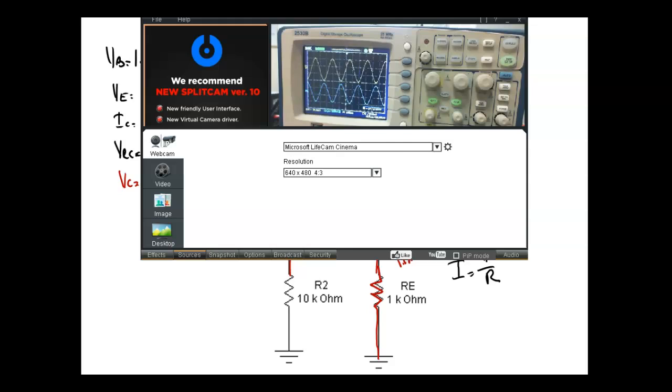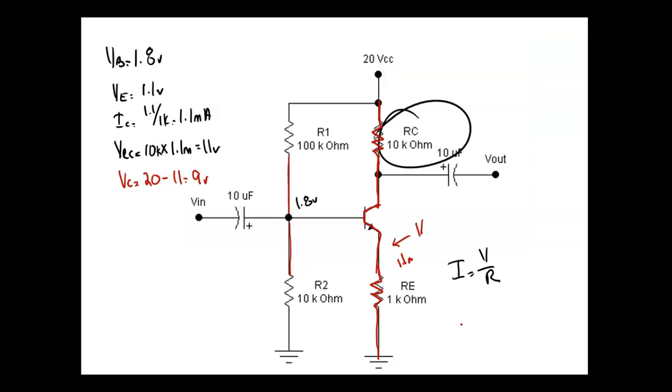Now, we call this amplifier a common emitter amplifier, because the emitter is common to both the input and the output. So notice the emitter is common to not only the input, it's also common to the output.